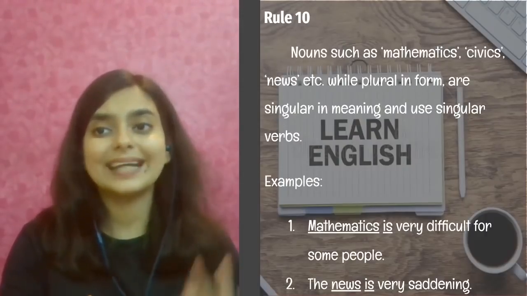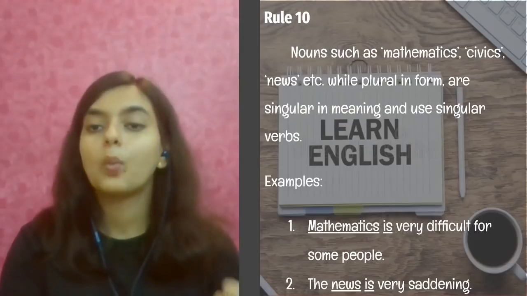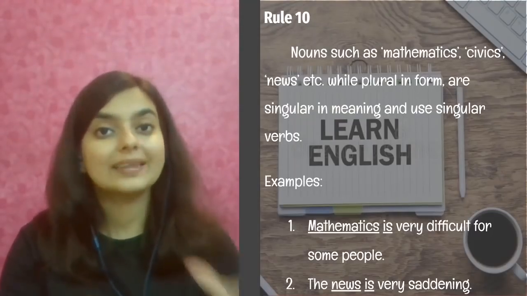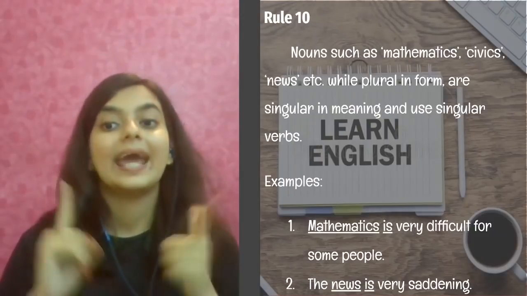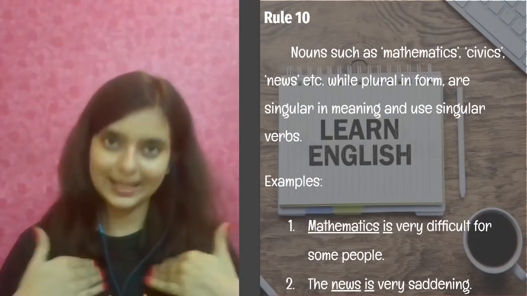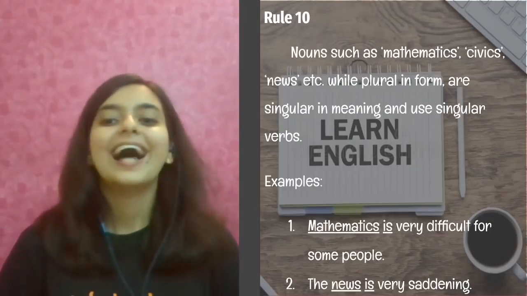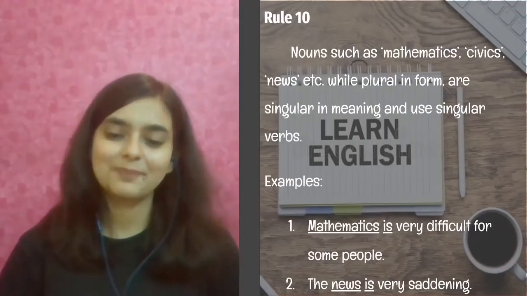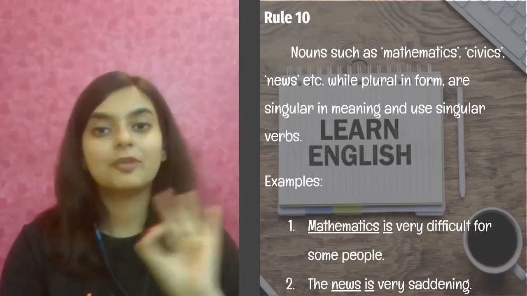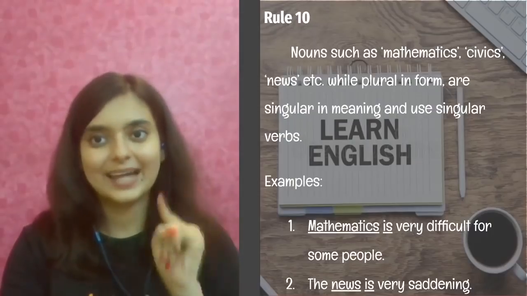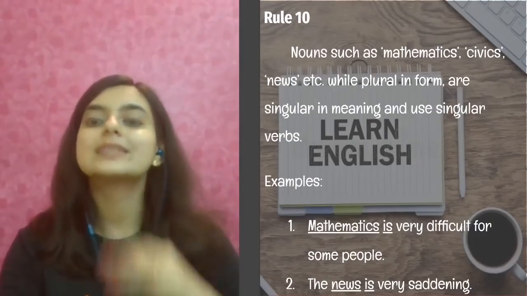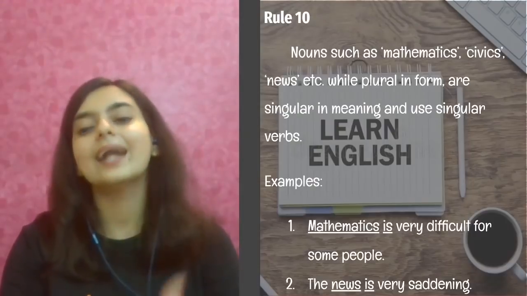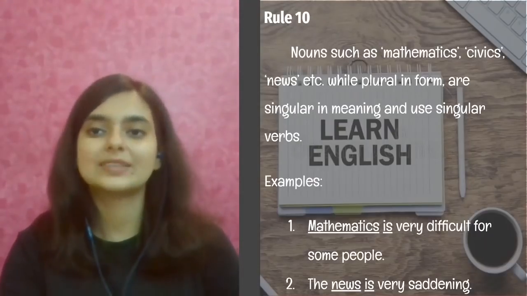Nouns such as mathematics, civics, news, etc., while plural in form, are singular in meaning and take singular verbs. So mathematics, though it contains S, is difficult for some people like me. मेरे लिए बहुत difficult था. The news, though it contains S, is very saddening. Okay, so don't be confused again by S, right? Mathematics, civics, news, these are certain nouns which are always in plural form, but they are singular in meaning and therefore they use singular verbs.